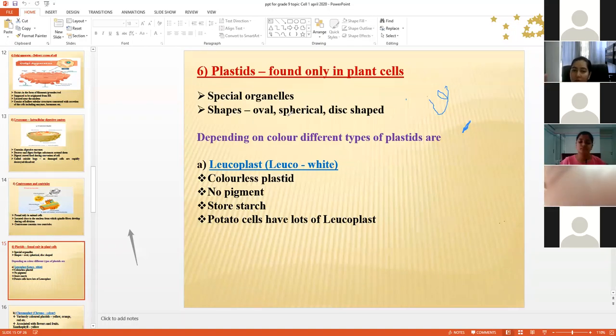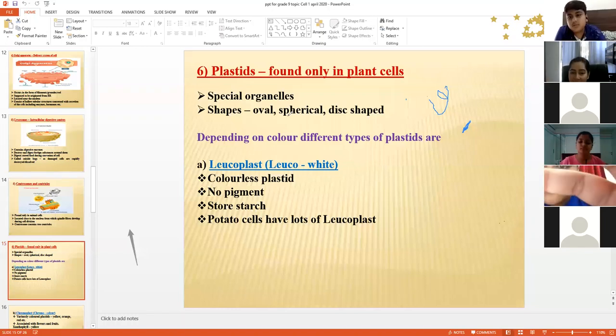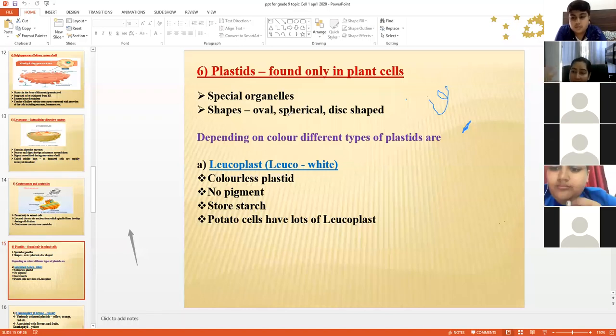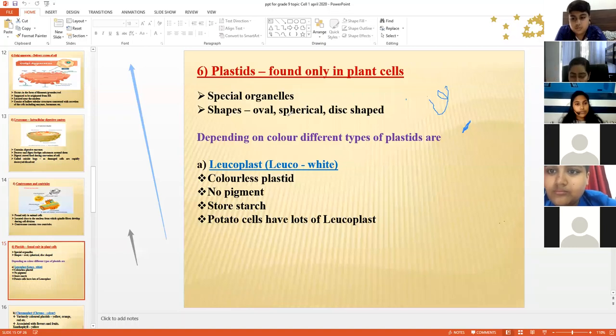Understood? So leuco means white. It is colorless. It does not have any color. But what is it doing? It is storing starch inside it. And the potato is very huge, and it gets all the starch from this particular plastid.